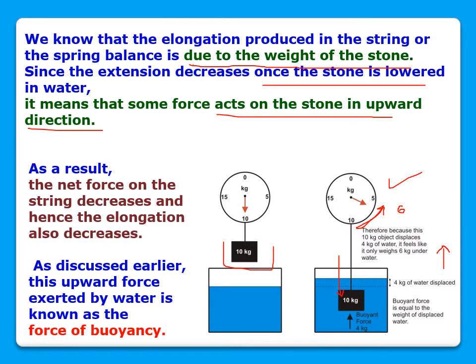Okay, so let me explain it. The net force on the string decreases, and that is why elongation is also decreasing. Earlier also we discussed that upward force exerted by the water is known as buoyancy. In previous sessions we have done this. So because the object that is going inside the water is feeling a force in upward direction, that is known as buoyant force, and due to that force only the reading is decreased over here.